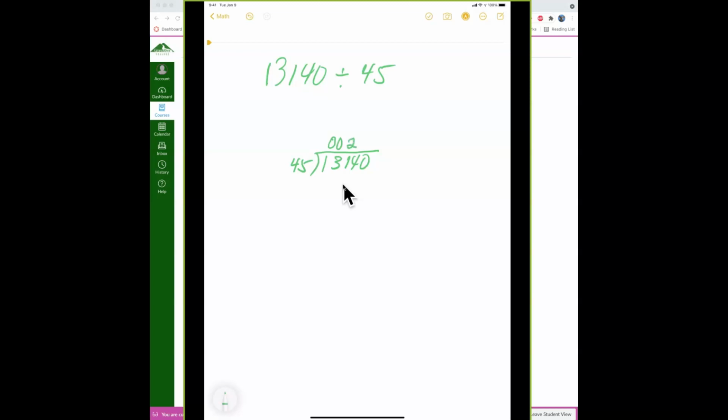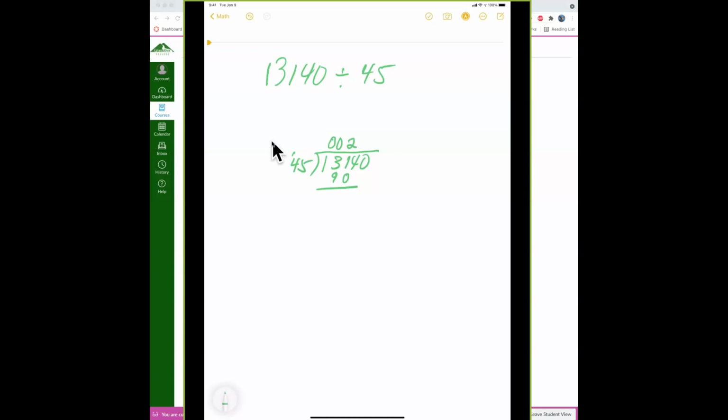Sometimes guesstimating works, and sometimes you have to go back to the drawing board and increase your guess by 1 or decrease it by 1 depending on the answer. So we're going to multiply 2 times 45. 2 times 5 is 10, so we write down the 0 and carry the 1. And then 2 times 4 is 8, plus 1 more is 9, so we write the 9 here. That's 90, so we'll subtract 90 from 131.